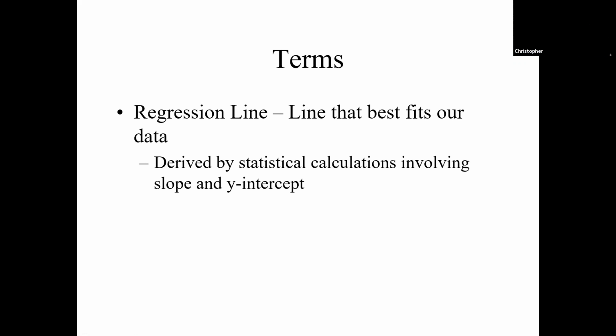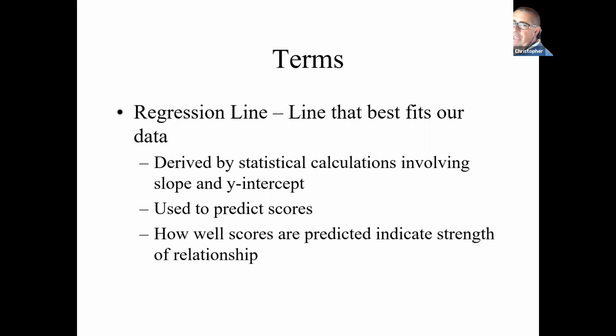One nice thing about this is that a lot of the stuff that we're calculating with the slope and the y-intercept is stuff that we've seen before with correlation. And what we're going to end up doing after we create the formula for this line is use it to predict individual scores. And then we'll assess through a variety of new statistics how well scores are predicted. And that's going to indicate the strength of our relationship, how strong it's going to trend with the strength of the correlation.